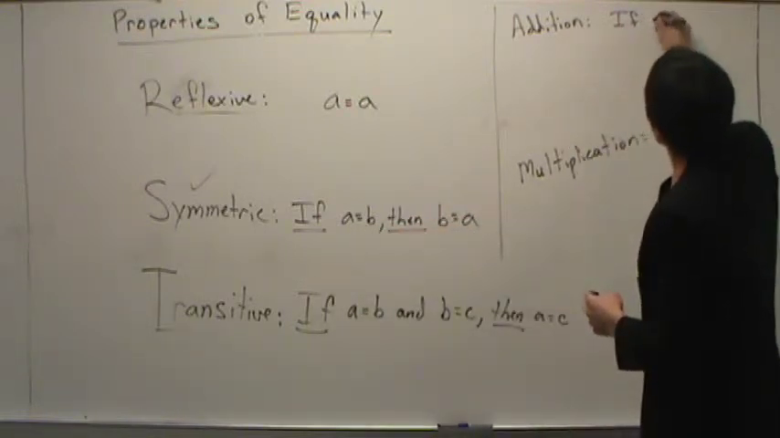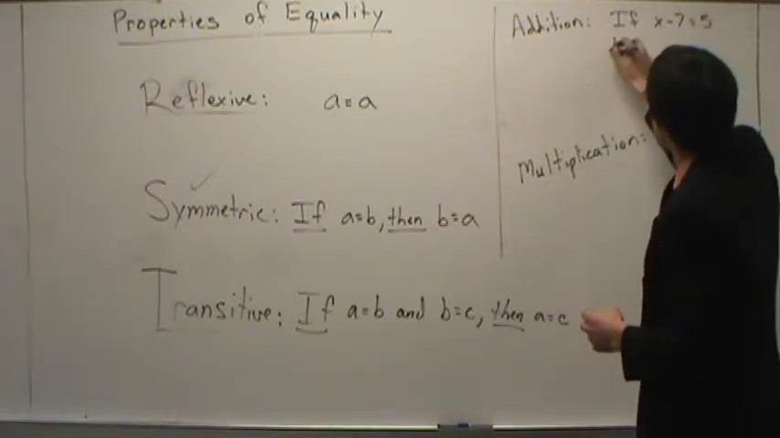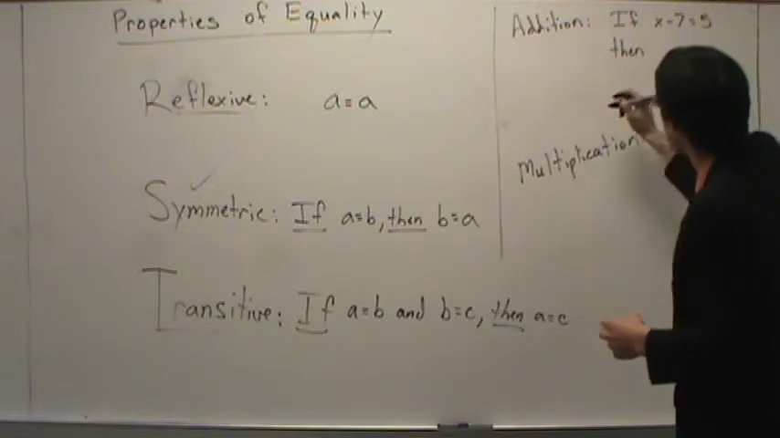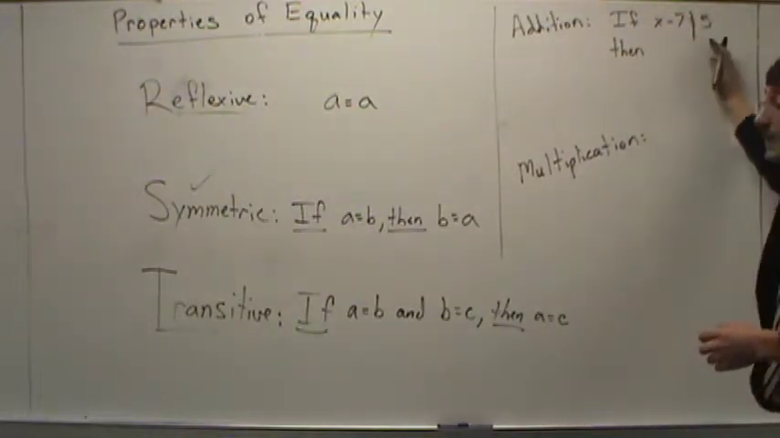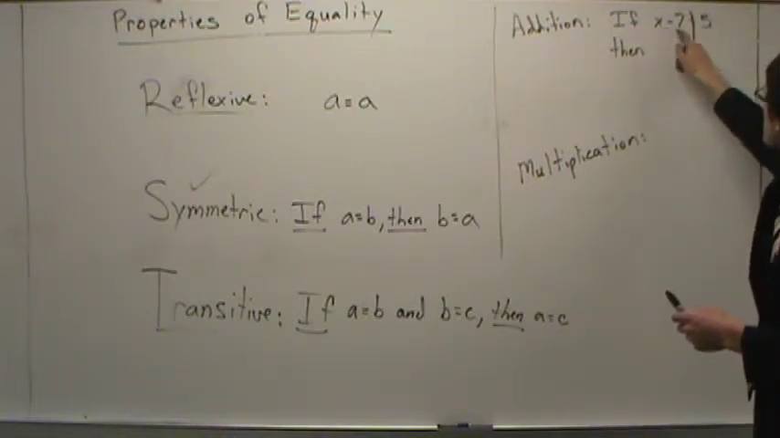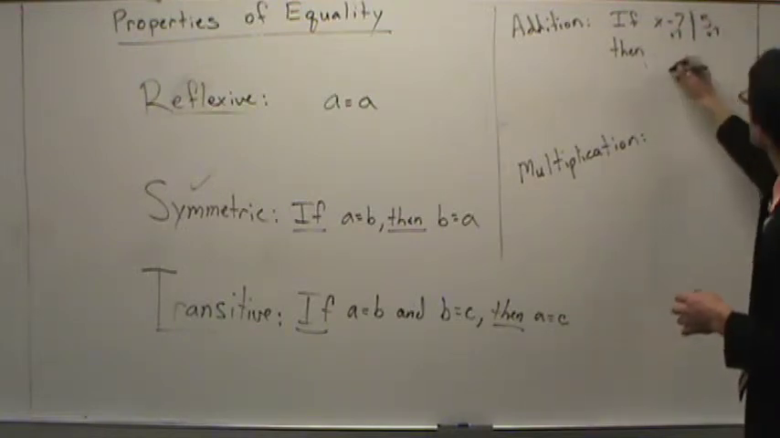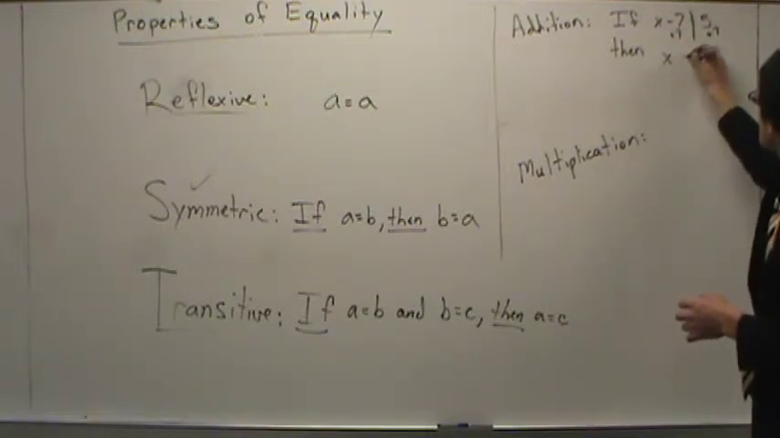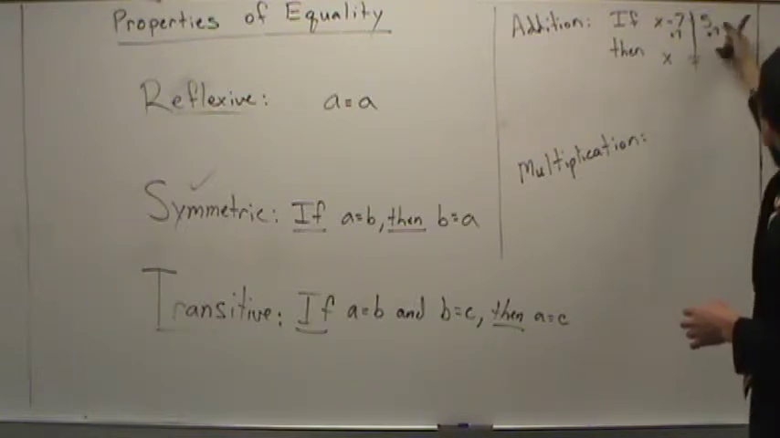Okay, so if x minus 7 is equal to 5, then what can we conclude? Now if you look at this, remember equations have two halves, a left half and a right half. What we do to one side, we can do to the other. So if we want to get x by itself, notice that 7 is being subtracted from x, we can simply add 7 and add 7. So we end up with x equals what? 5 plus 7 is 12.